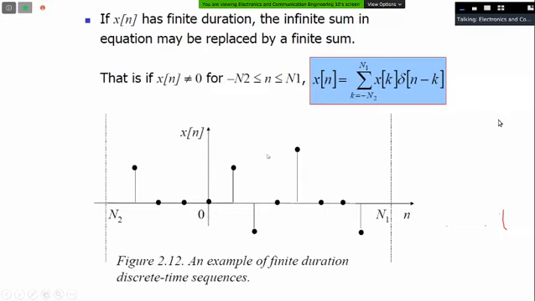This is a finite input from minus n2 to plus n1. I can express my x[n] in terms of the scaled version of the impulse values. So this is a discrete sequence, basically. Any discrete sequence can be expressed as scaled versions of the delta function, and summed, of course.